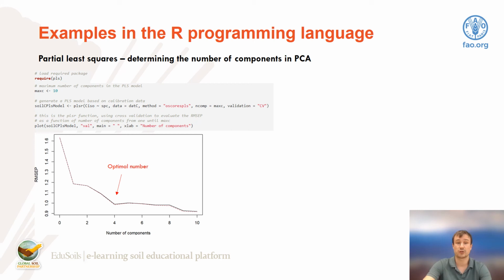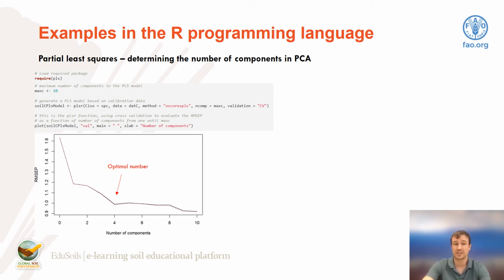Then we specify the number maximum of components. And here we will let the algorithm show us what could be a good number of components. And for this, there is a sort of built-in function that makes an internal cross-validation. And so we can plot the number of components against the error. This is what is the built-in function of the PLSR package.